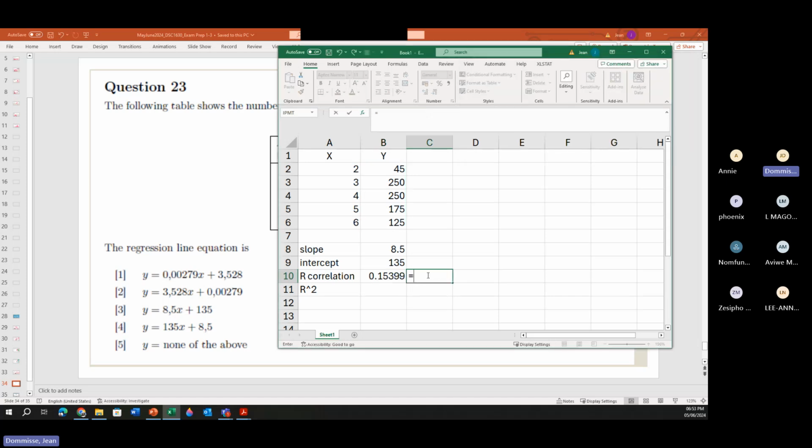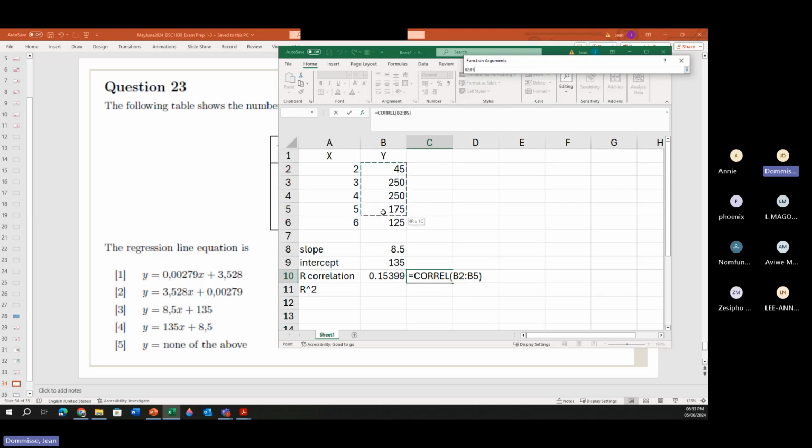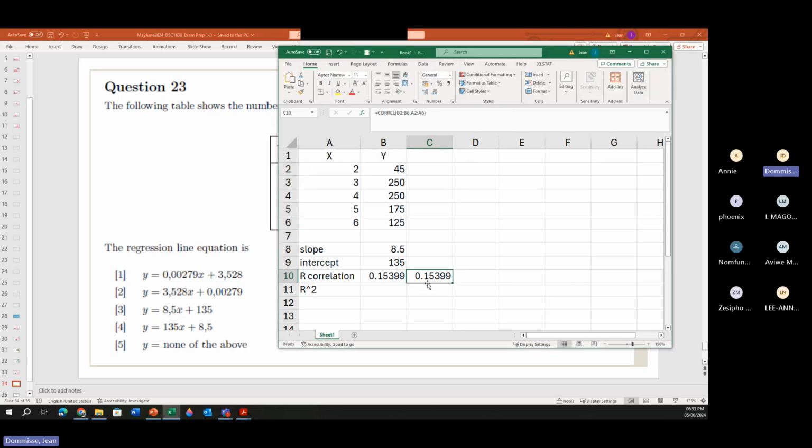Okay, so let me show you that. Let's do it the other way around so that you can just see. So let's say we followed the same principle as with how we would have done the straight line, and you can see it's the same answer. It didn't matter for correlation if we put x first and y second, or the other way around, because every time it's just looking at the 2 versus the 45, the 3 versus the 250. So if it is the other way around, it does not make a difference.